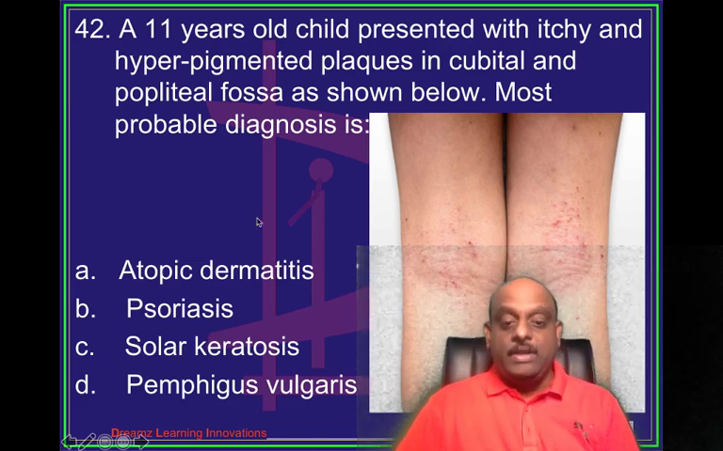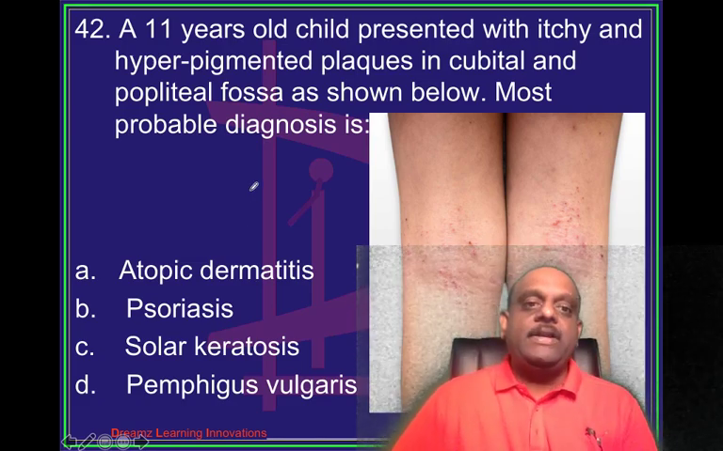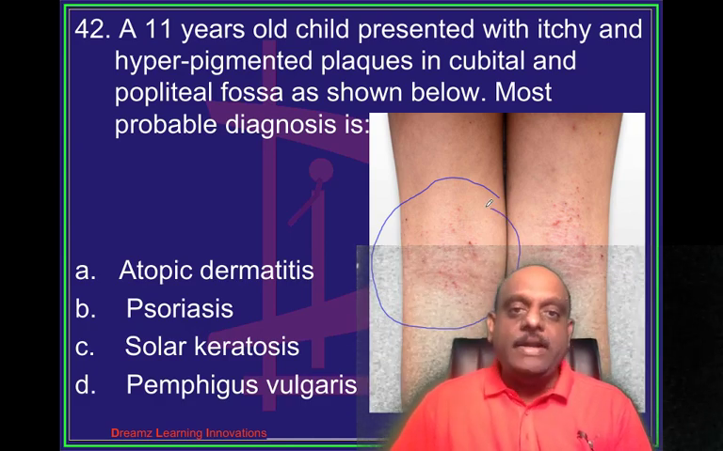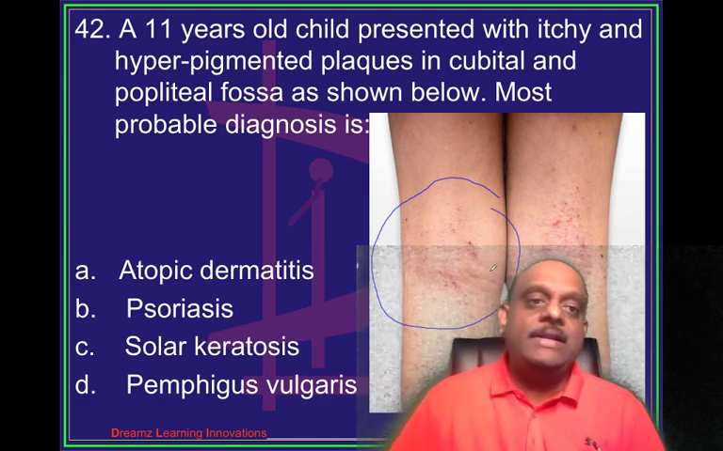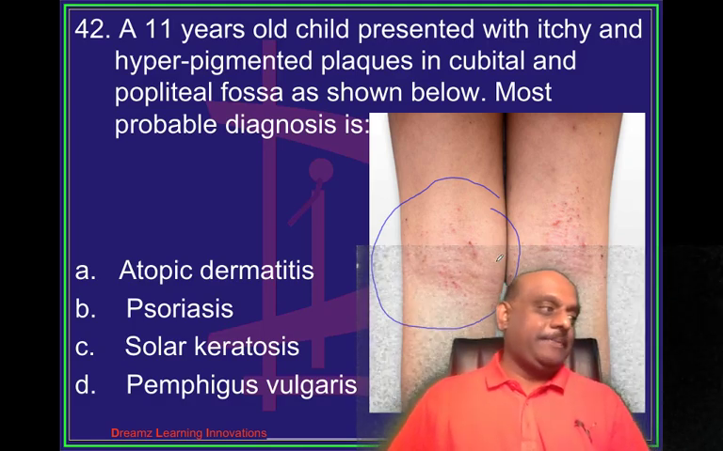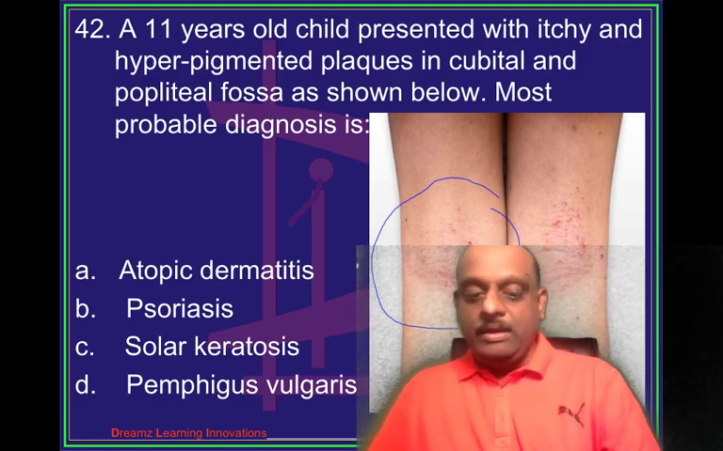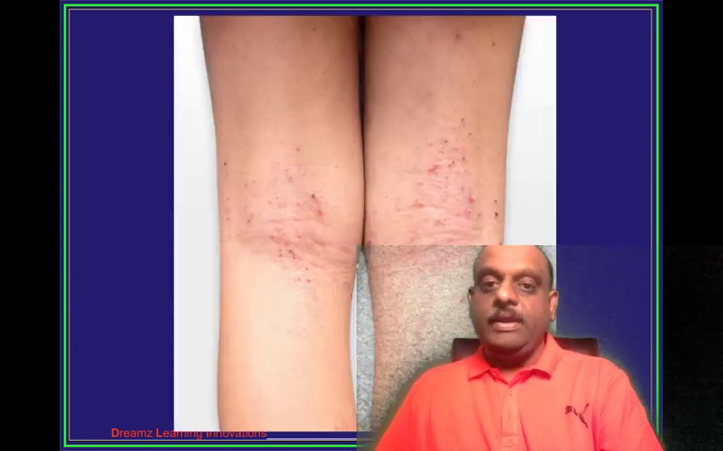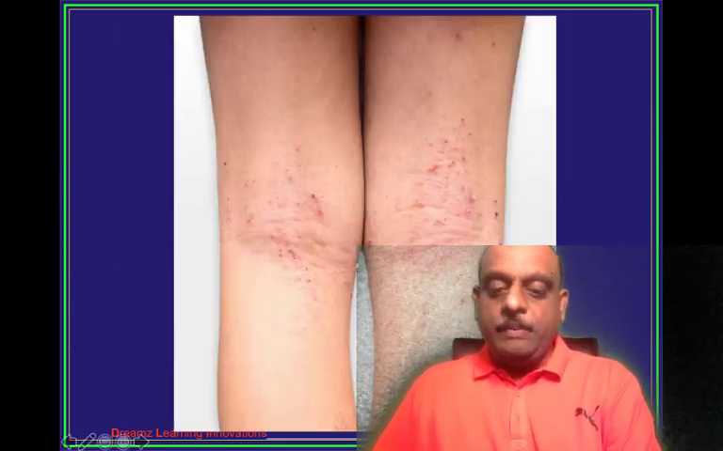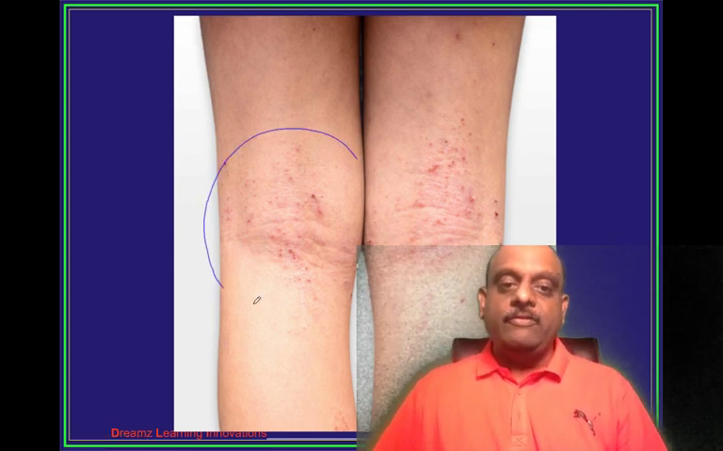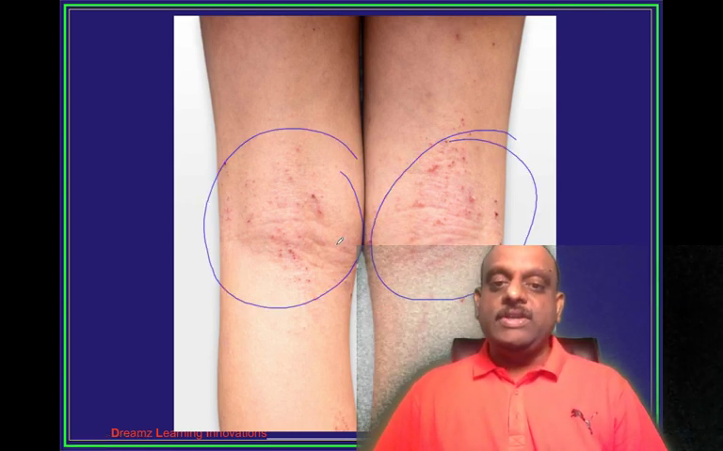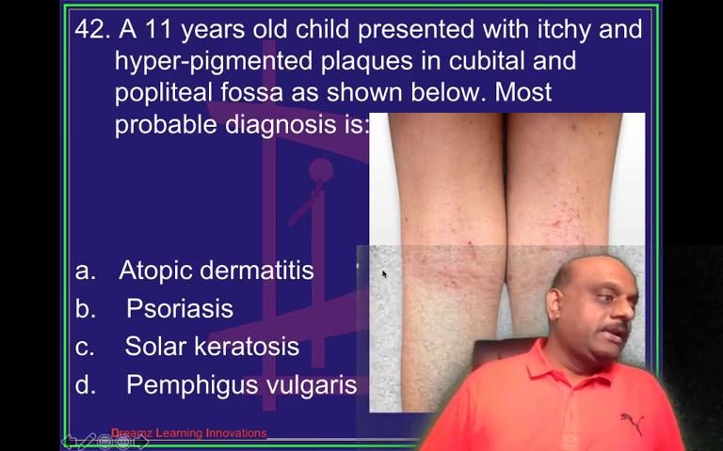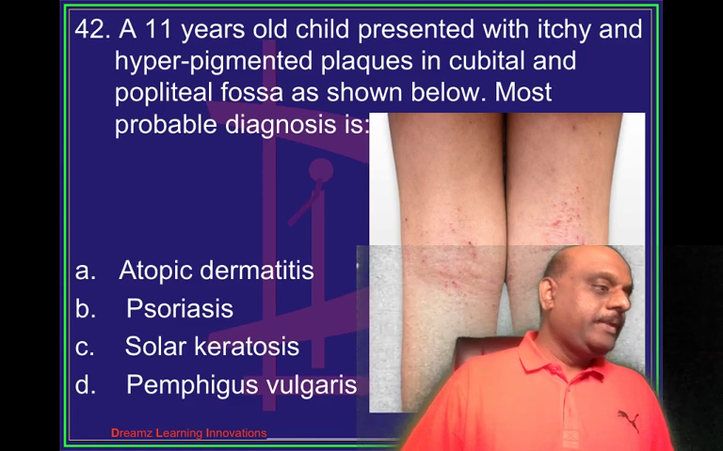Now, doc. A 11-year-old presented with itchy hyperpigmented plaques in the cubital and popliteal fossa, right? Now, yeah. So in the popliteal fossa, you are able to see these itchy lesions. So what is your diagnosis? Very easy question. Question number 42.